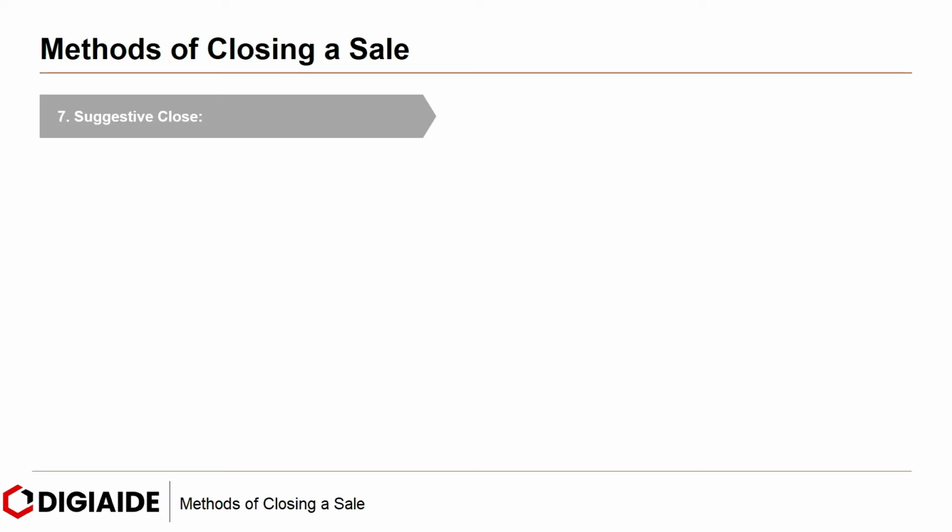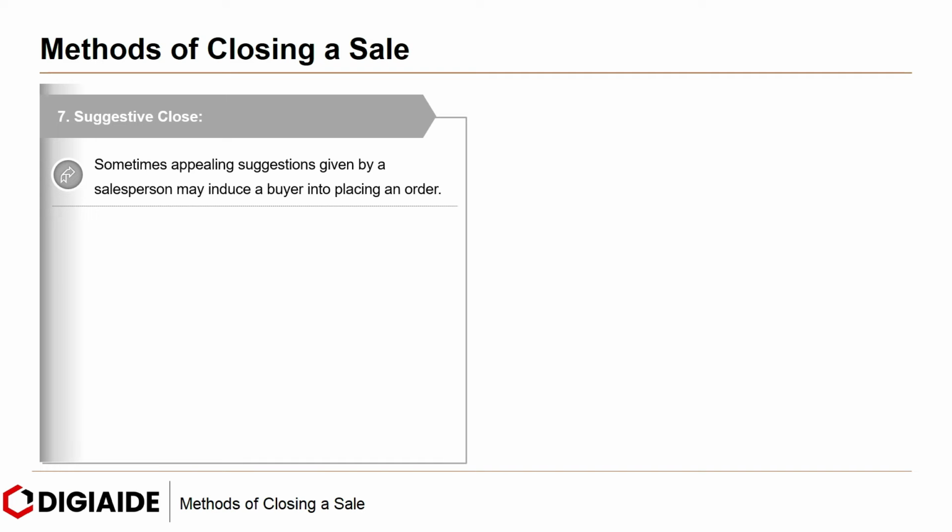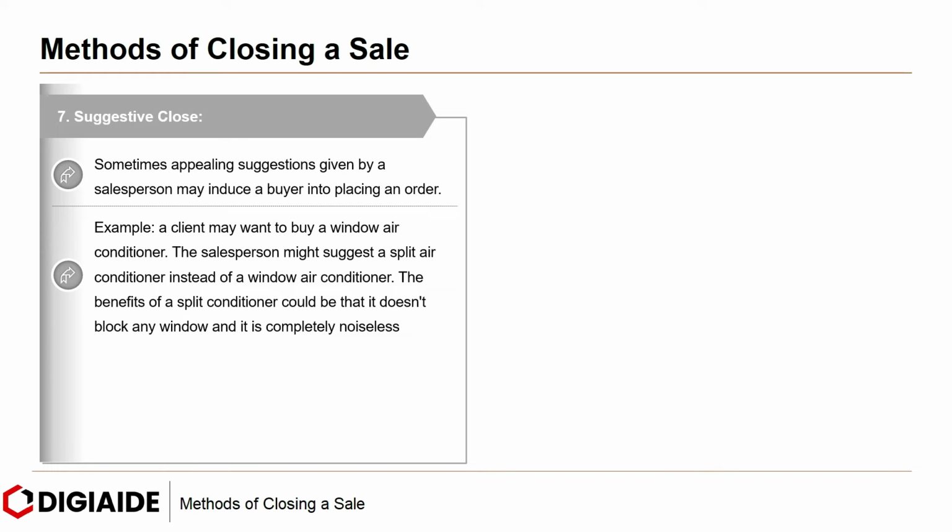Moving forward to the suggestive clause. Sometimes appealing suggestions given by a salesperson may induce a buyer into placing an order. For example, a client may want to buy a window air conditioner. The salesperson might suggest a split air conditioner instead of a window air conditioner. The benefits of a split air conditioner could be that it doesn't block any window and it is completely noiseless.